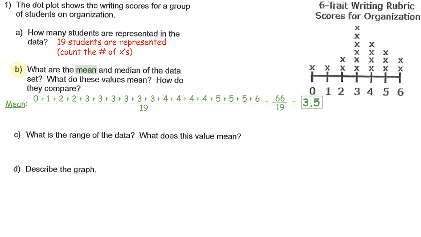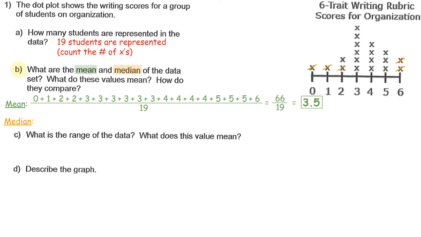If they wanted you to find the median, you would put them all in order from least to greatest, which is nice if they give you a dot plot because they're already listed that way. And we can just use the dot plot to cross off from the beginning and end. So let's cross off the 0 and the 6. And then the next one from beginning is 1, 1 from the end is 6.